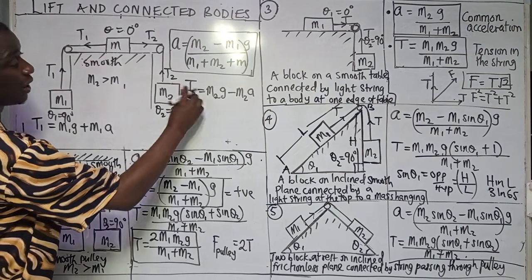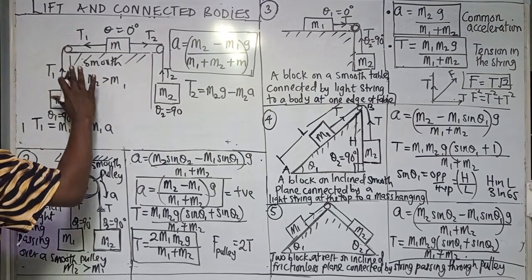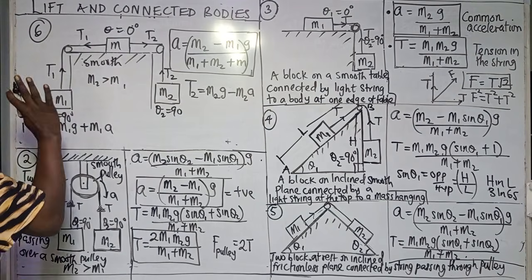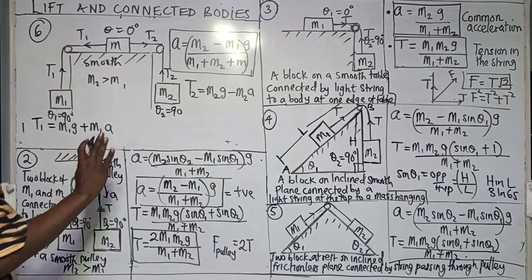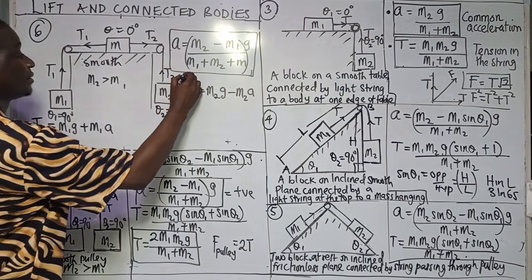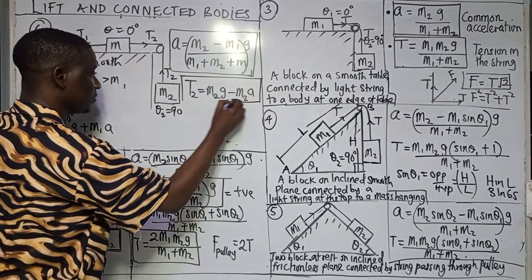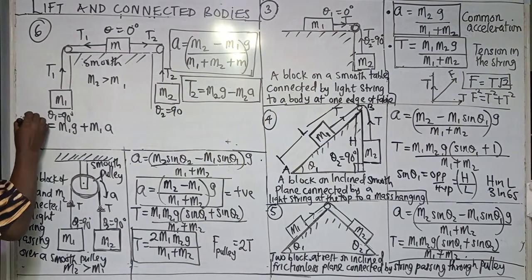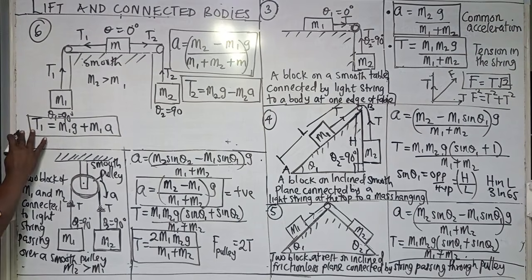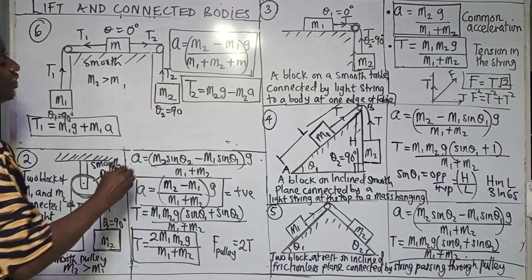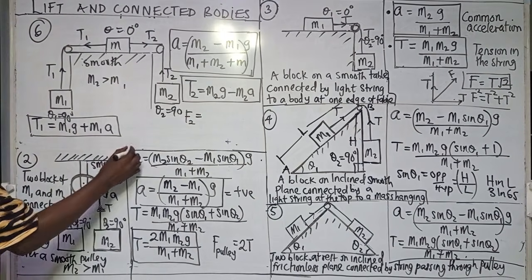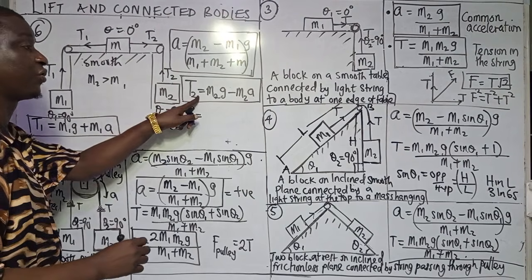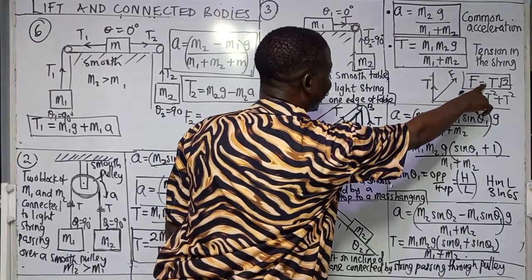So for you to find tension now, we have two tensions, because you have two pulleys. Number one tension is this, and number two tension is this. Another thing you're going to have is two forces, the force in the pulley. What are the forces in the pulley now? The force in the pulley for this one, you will now use this one.